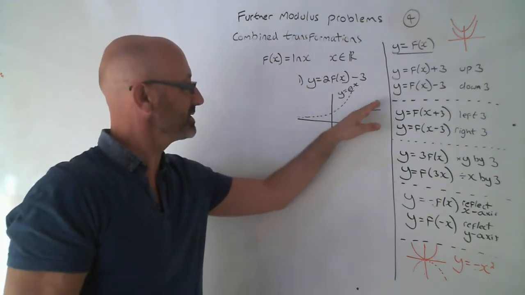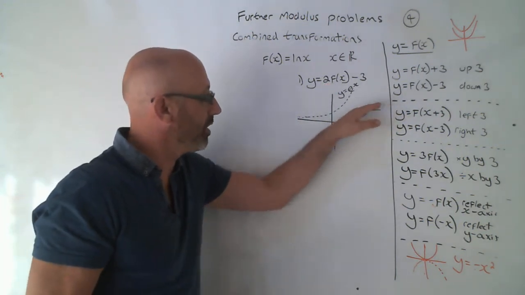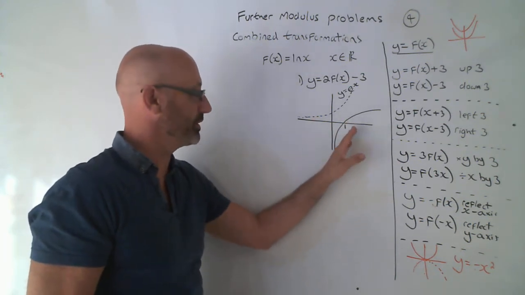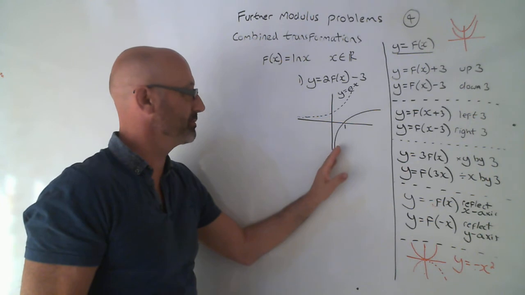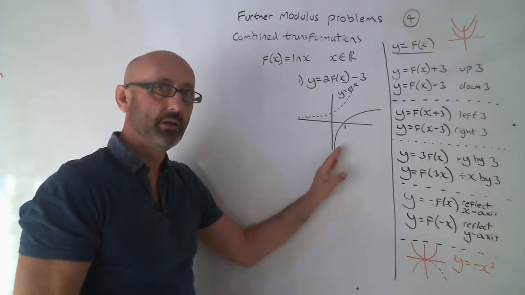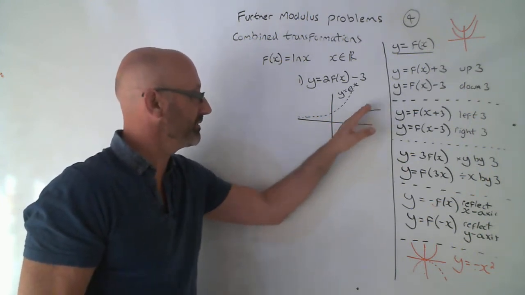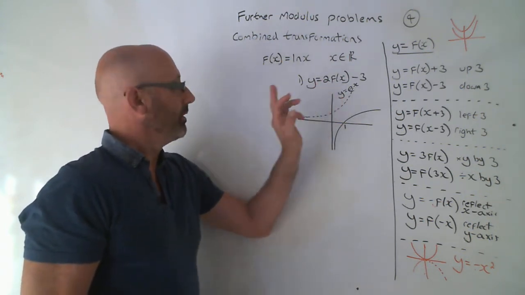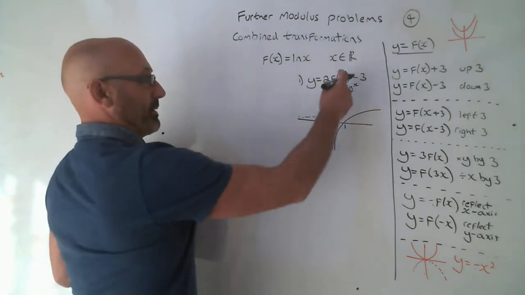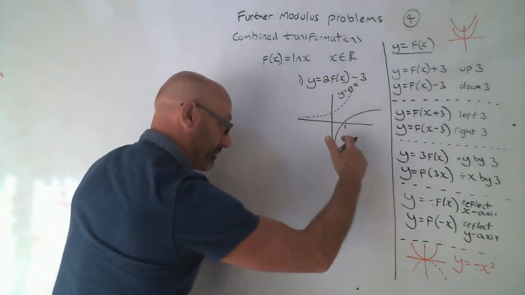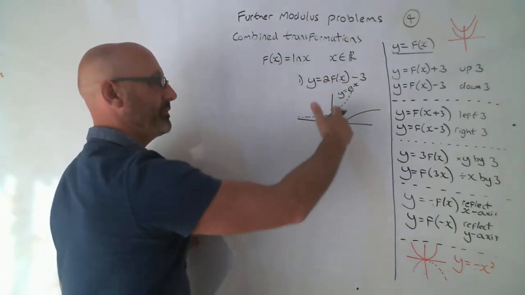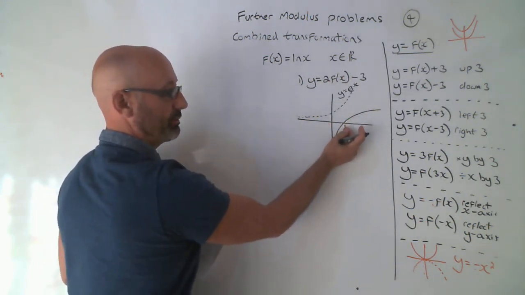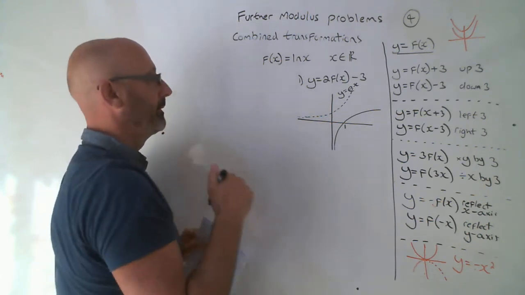Now, when I look at this picture, I can't see a y anywhere. It doesn't cross the y-axis, so it's not going to affect the sketch. Okay, so we've dealt with that. What we need to do now is move the whole thing down 3, and if we move it down 3, it's going to affect where the curve crosses the x-axis.